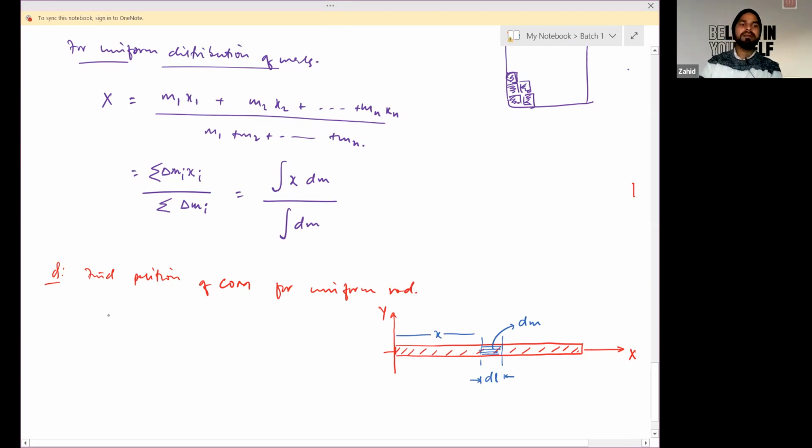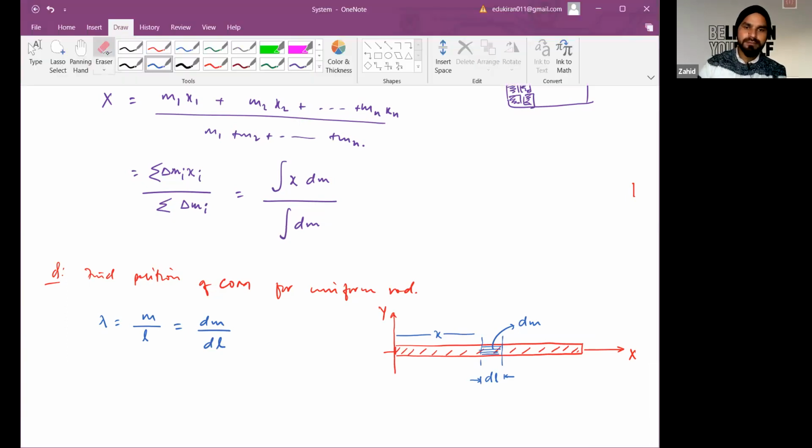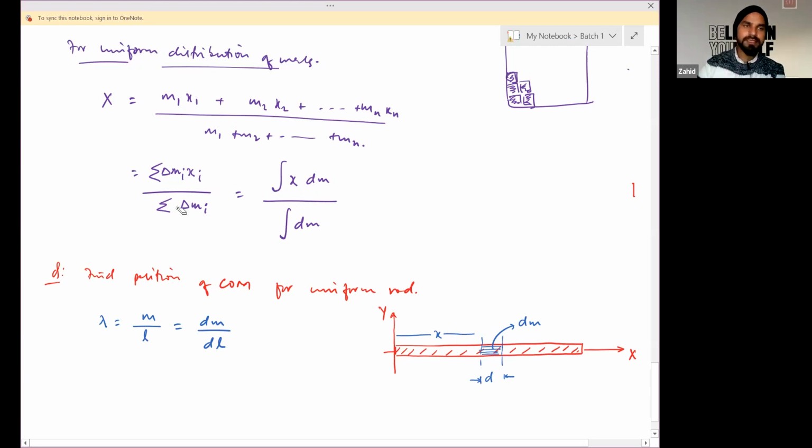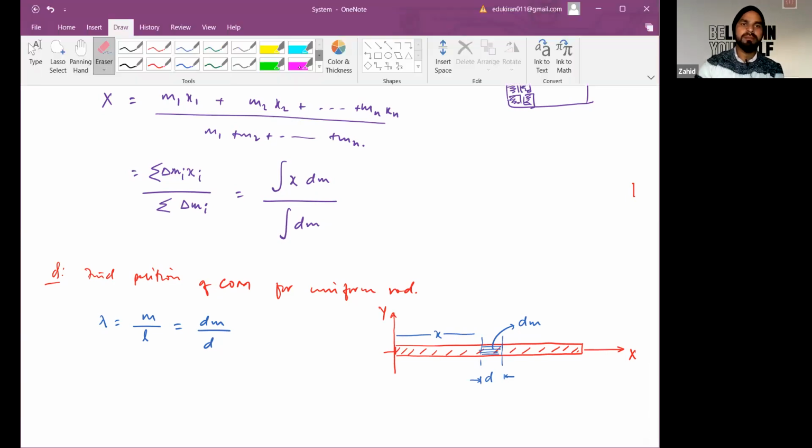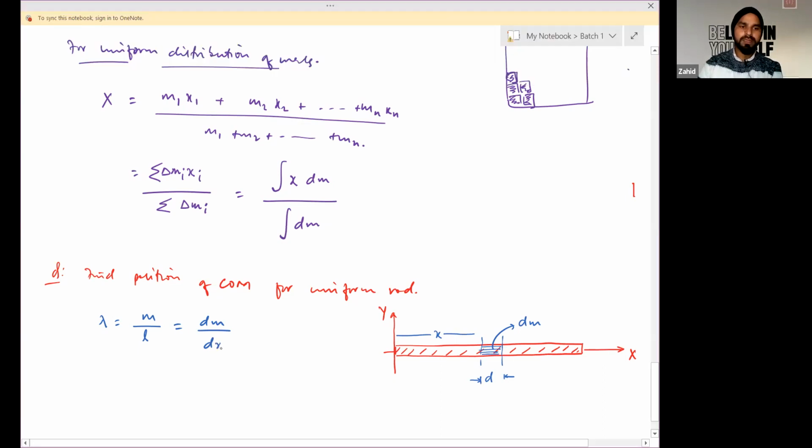Now first we define lambda, which equals total mass over total length, dm over dl, or you may write it as dx, since it is along the x-axis. So from this, we can say dm equals M over L times dx.